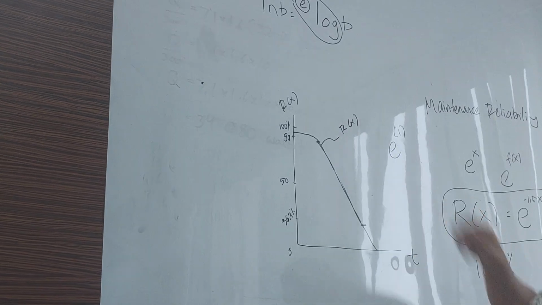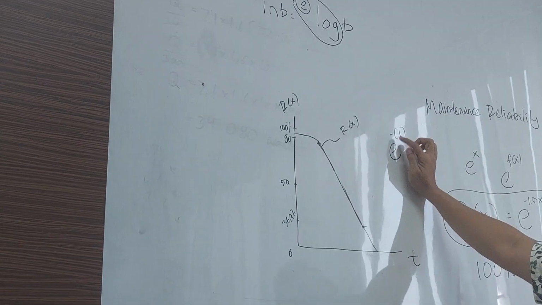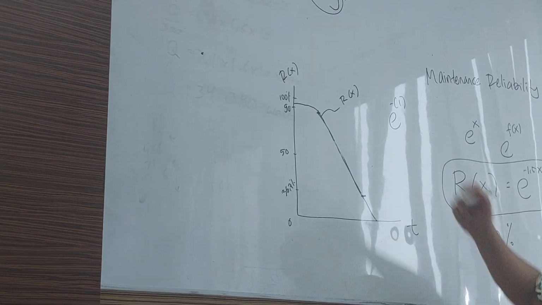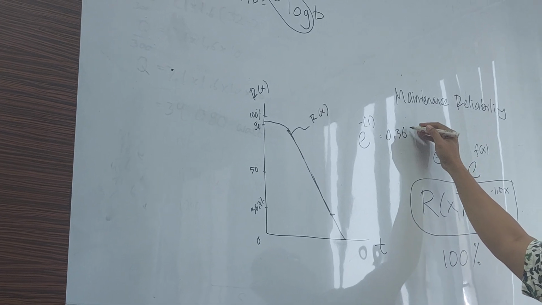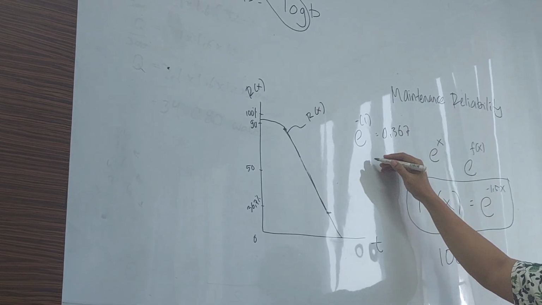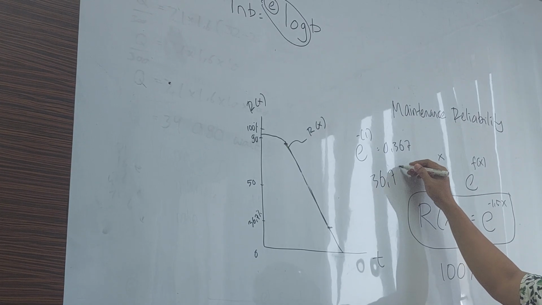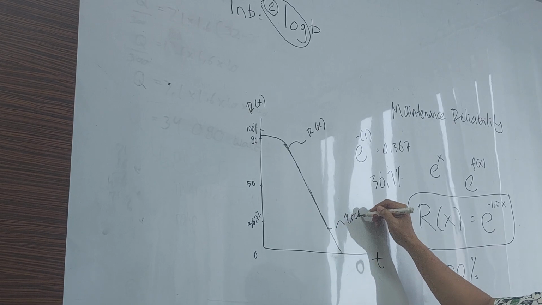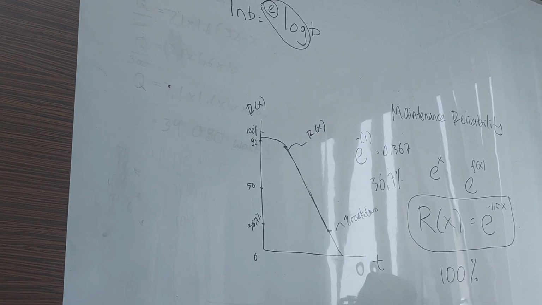So A to the power of minus 1 will be equal to 0.367 and so on, or equal to 37%. So this is the breakdown, or the equipment will fail, simply fail or broken.